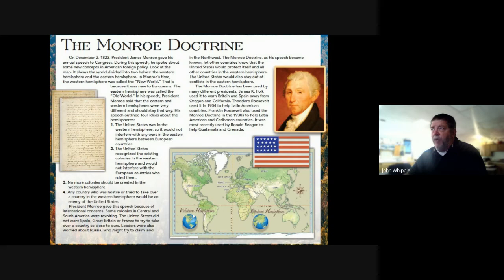James K. Polk used it to warn Britain and Spain to stay away from Oregon and California. Theodore Roosevelt used it in 1904 to help Latin American countries. Franklin Roosevelt also used the Monroe Doctrine in the 1930s to help Latin American and Caribbean countries. It was most recently used by President Ronald Reagan to help Guatemala and Grenada.